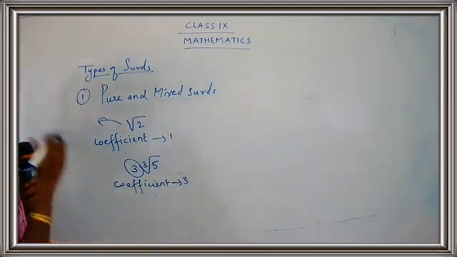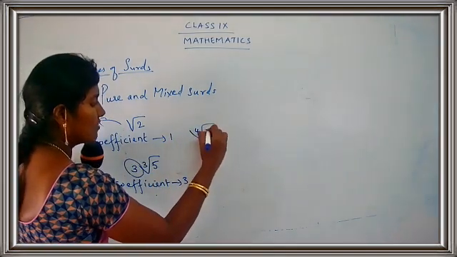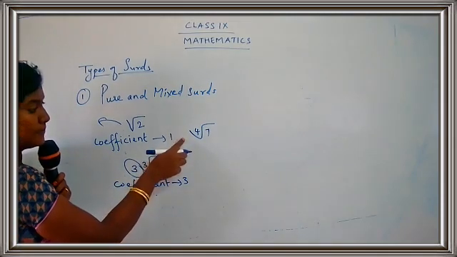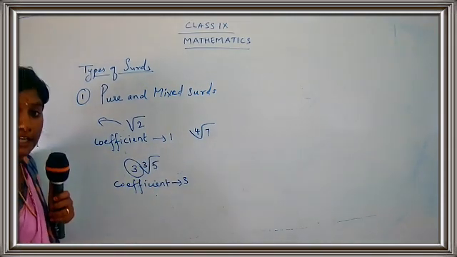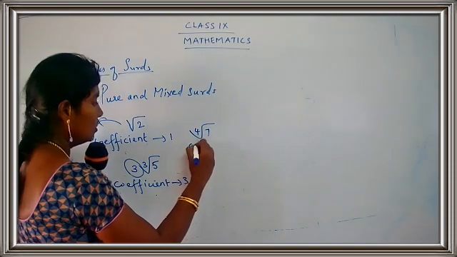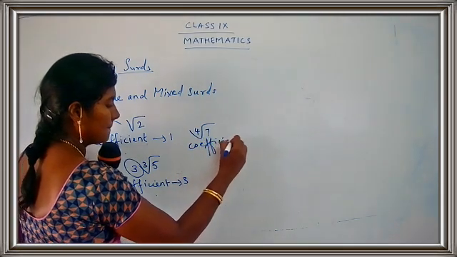Okay, I'll give you some more examples. I'll take 4th root of 7. So what is the number present before the surd? No number. That means you have to take the coefficient as 1. Yes, good. So coefficient is 1.